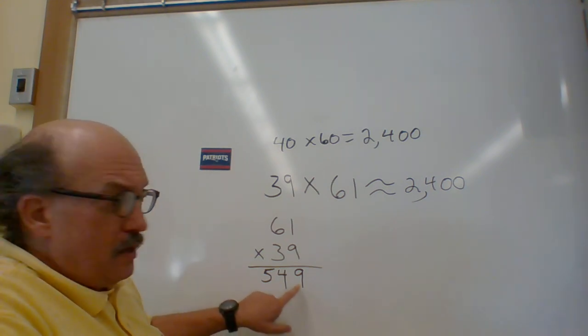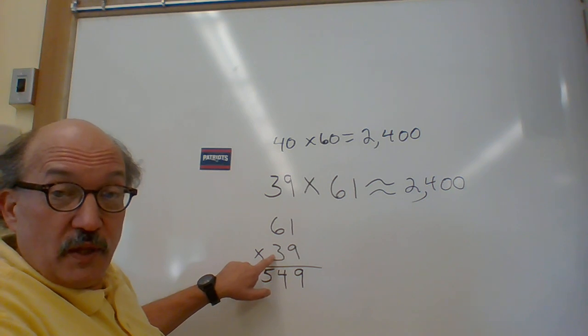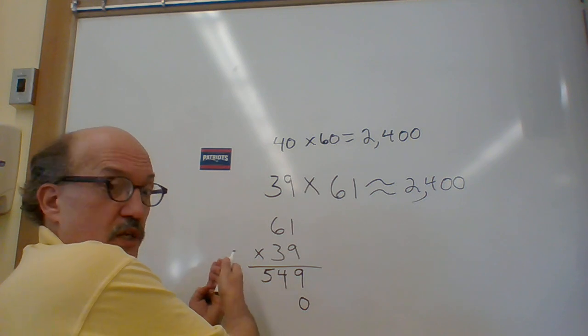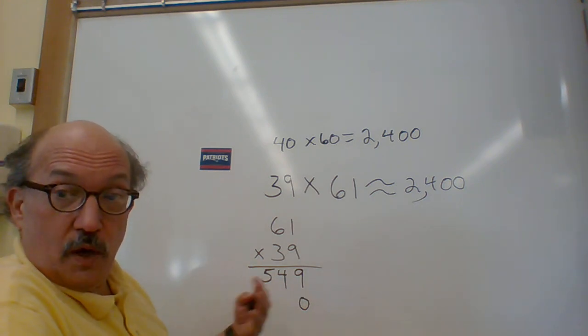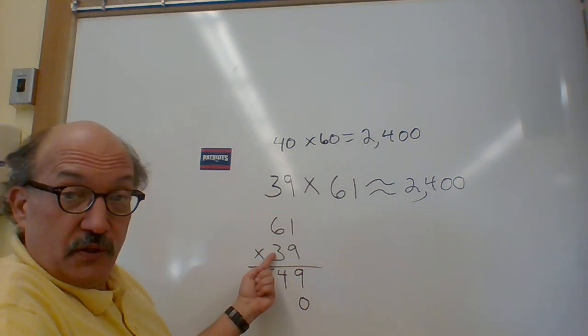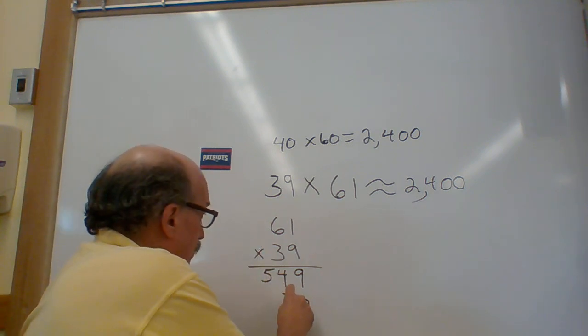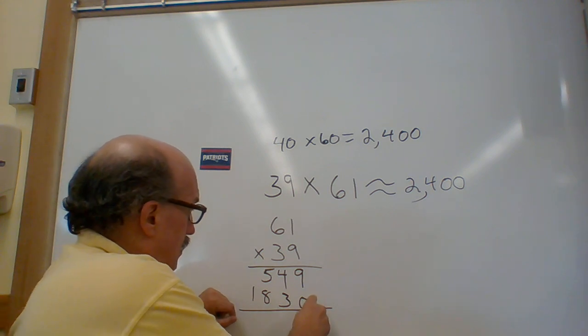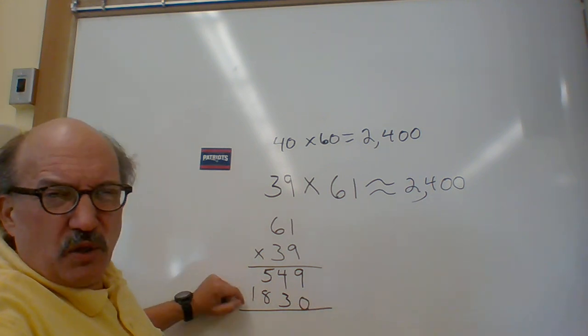Why do we put a 0 here? Because this is not really a 3, this is really a 30. By putting a 0 here, we'll be pushing everything over by one place value to recognize that this is really 30. 3 times 1 is 3. 3 times 6 is 18. These here are called the partial products.